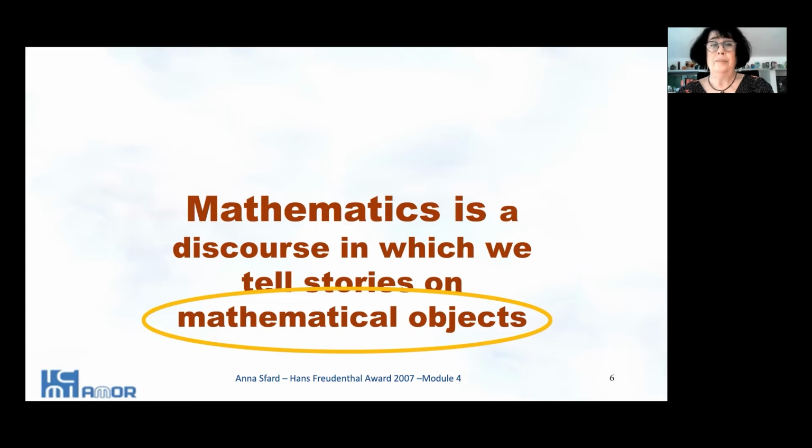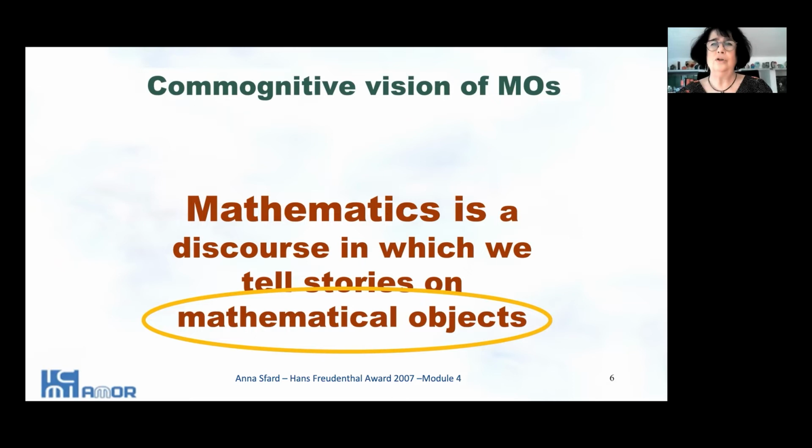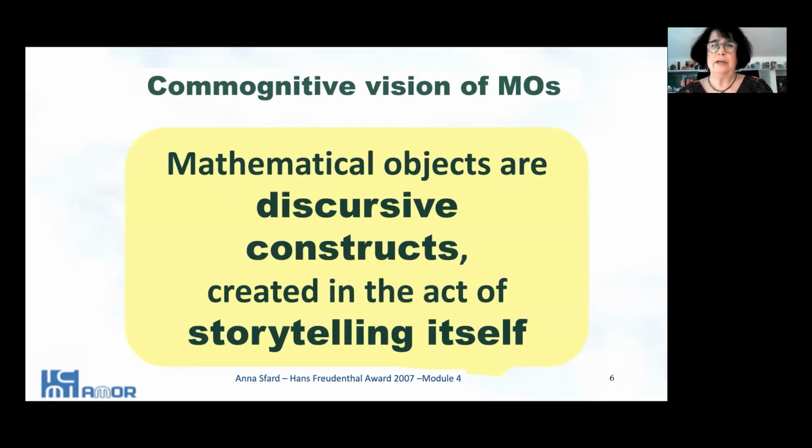In this module, I will argue for the cognitive definition according to which mathematical objects, unlike those we encounter in everyday life, do not pre-exist the stories we tell about them, but are rather discursive constructs created in the act of storytelling. This may sound confusing, I know, but I will now try to clarify.